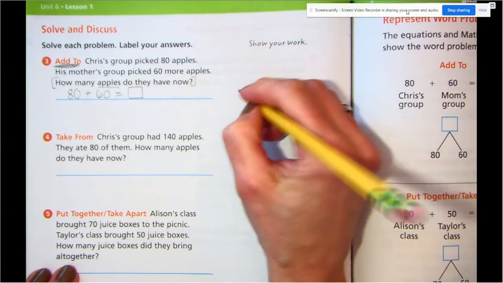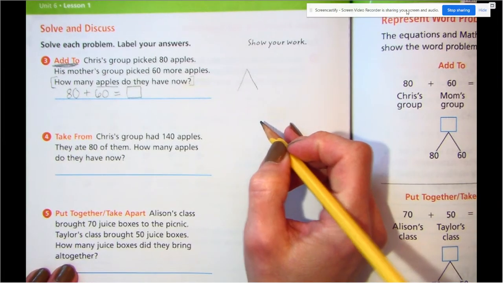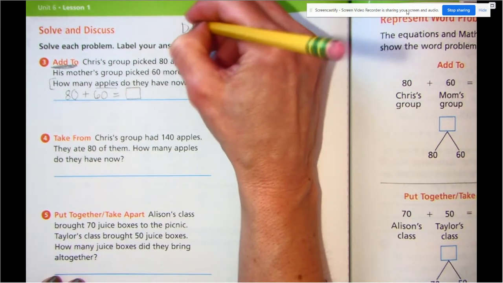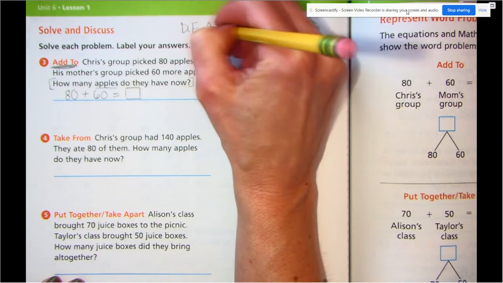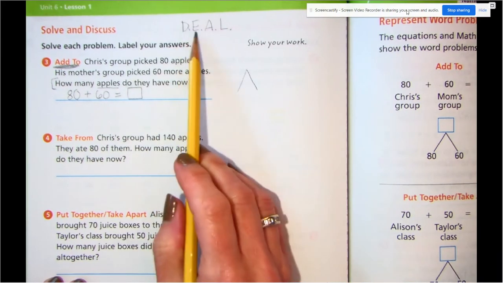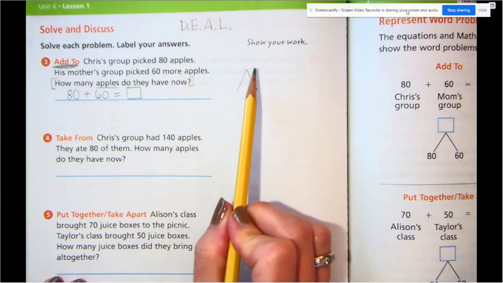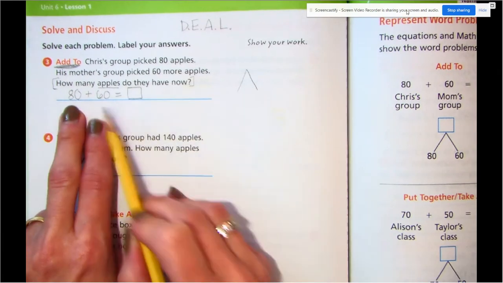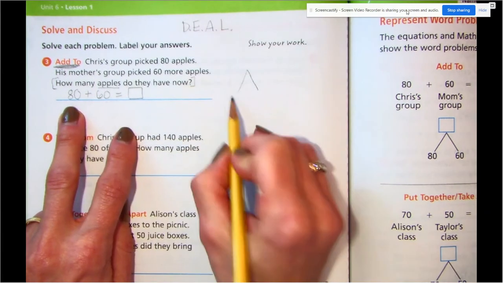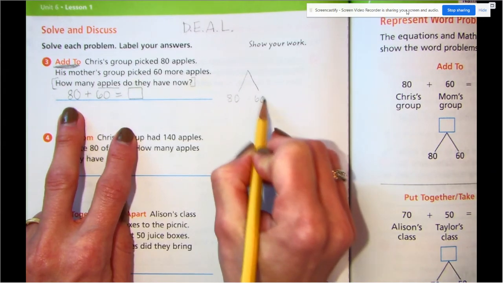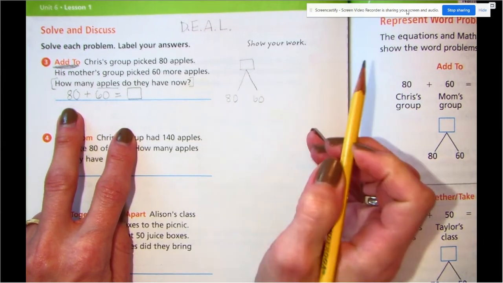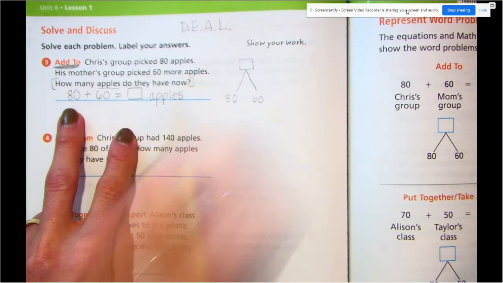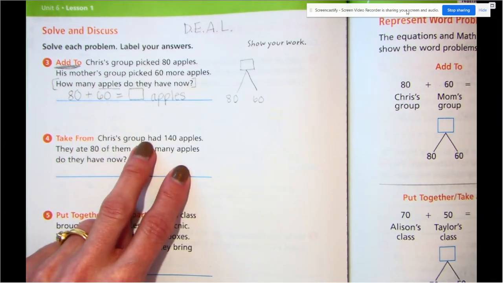So if I'm going to draw my math mountain, and remember, when we're doing the deal, draw, equation, answer, label. Remember, we did a lot of that with our multiplication and division problems. Draw, equation, answer, label. When we add or subtract, we can do a math mountain. So if I think about these two numbers being added together, those are my addends. They're going to go on the bottom. And we're going to have to try to figure out, right, that unknown total at the top. I already know that apples is going to be my label. Add those numbers together. What do you get?